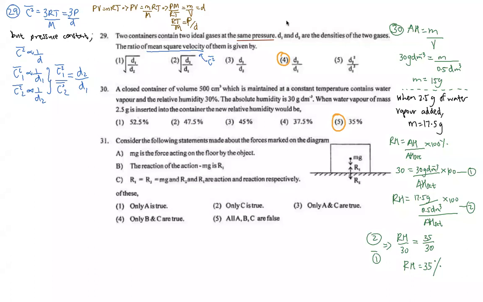Question number 31. Consider the following statements made about the forces marked on the diagram. R1, R2, mg. Statement A: mg is the force acting on the floor by the object. Completely wrong. Why? Because mg is the force given by Earth to the object.